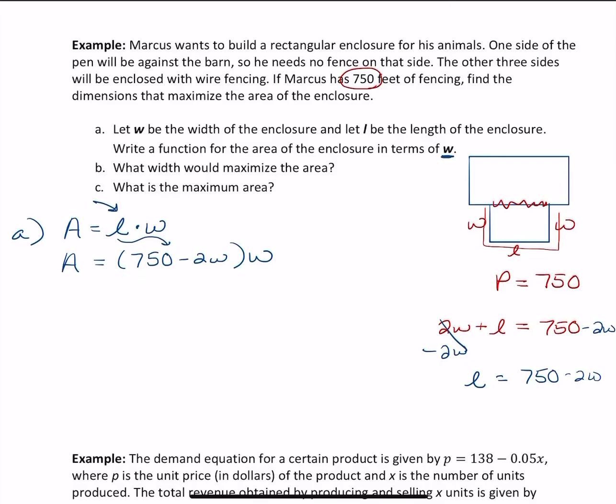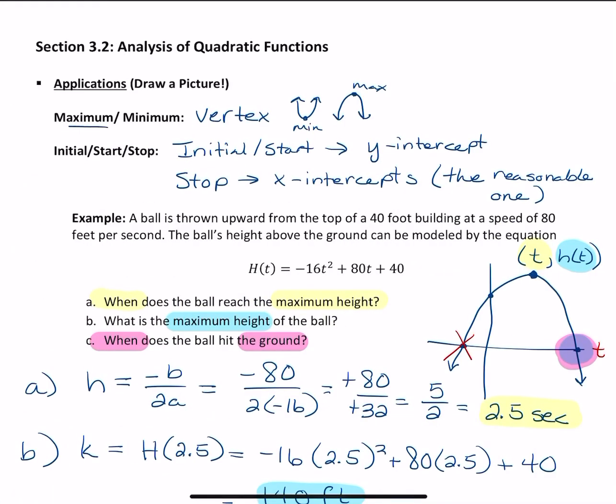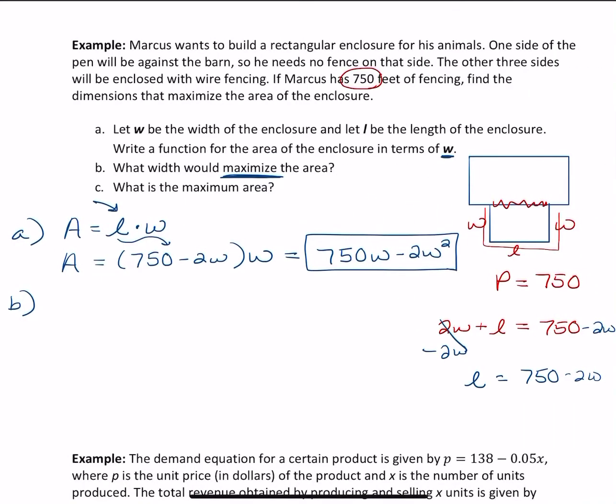So that's answer A. Also notice that if you multiply the W in, that gives you 750W minus 2W squared. That gives you a quadratic equation. So on part B, when it says what would maximize the area, remember our wording from earlier, if it asks for maximum, that means you're asking for the vertex. So what width would maximize the area?